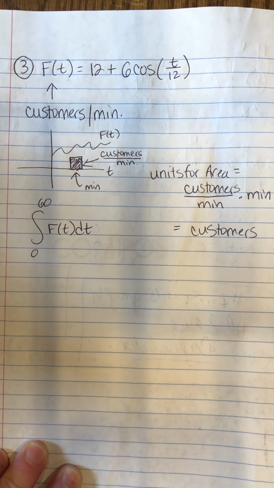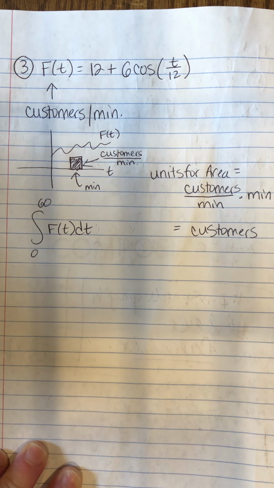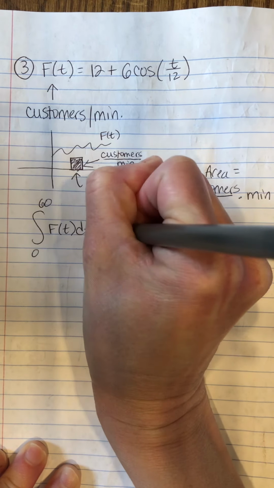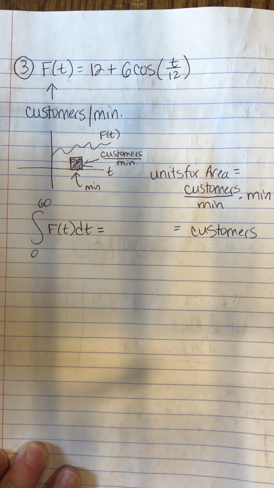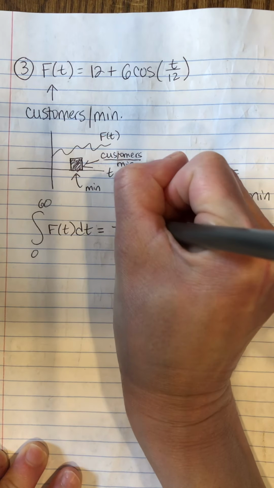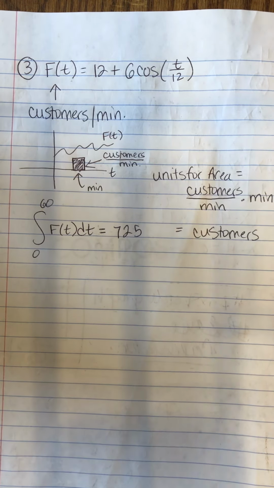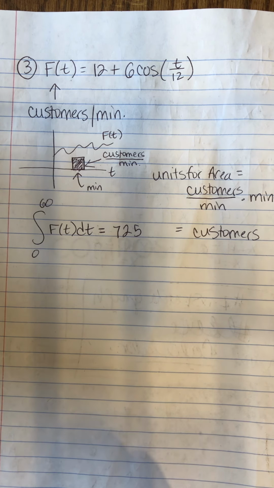When you use your graphing calculator to evaluate that integral, and in theory you could find this antiderivative using substitution and all that good stuff, but for the sake of argument, we'll just use our graphing calculator here. You'll end up with approximately 725 customers. I hope that helps.